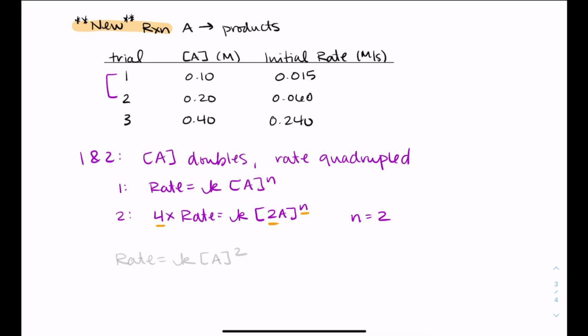So this can only be true, right? The only way that this works, 2 to the n power equal to 4, is when n is equal to 2. So this is a second order dependency on the concentration of A, and it makes my rate law: the rate equals k times the concentration of A squared.